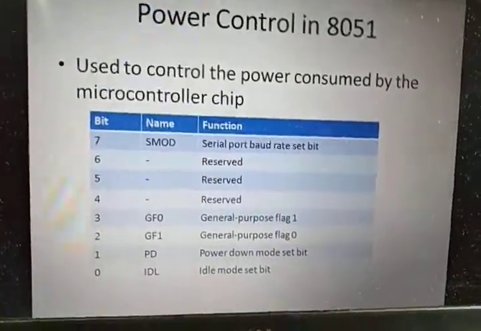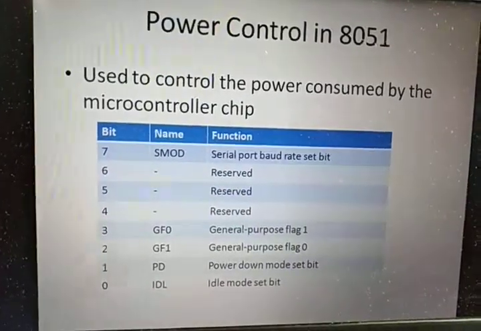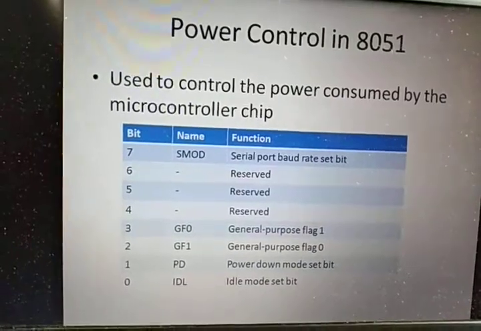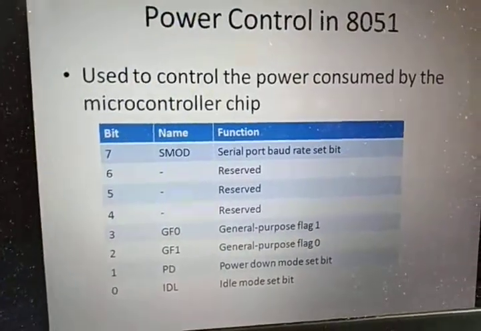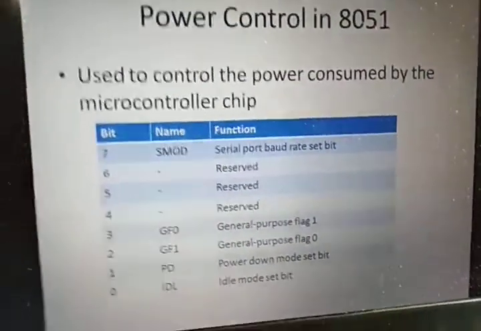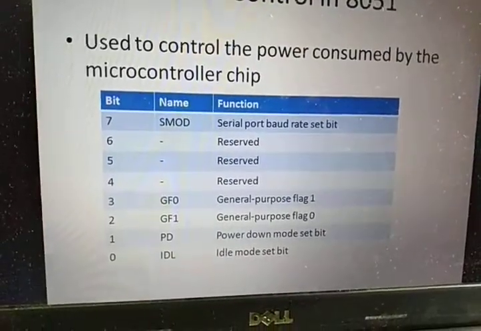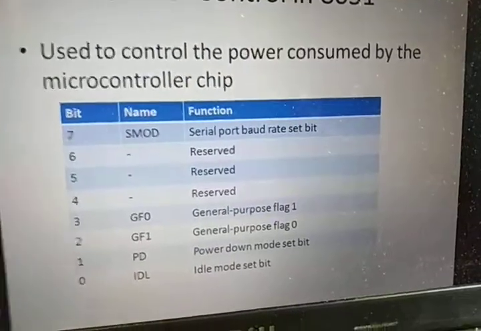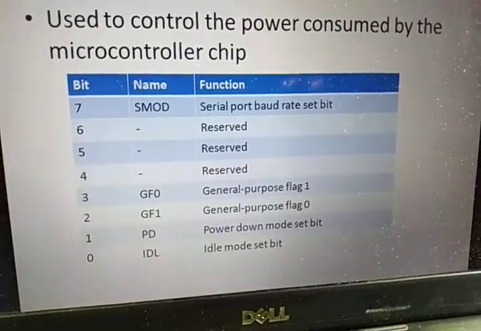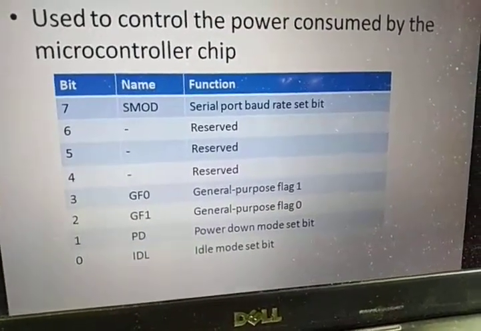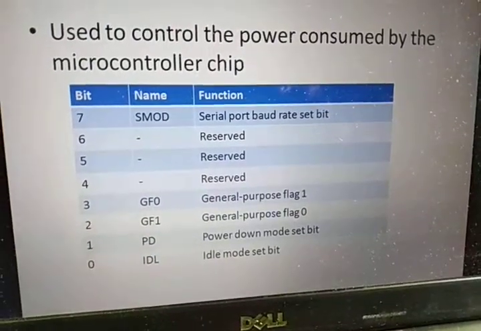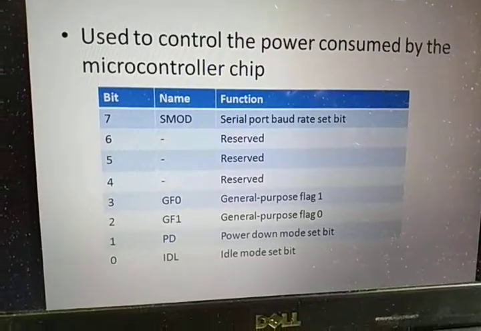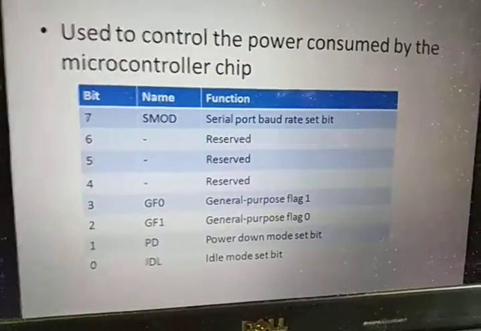The next one is power control in 8051. Since 8051 is a microcontroller, it will be operating on battery power. So we will be generally concentrating on how to save the battery power, and this is going to be given by the power control register. The power control register is again an 8-bit register. 0 bit is known as idle mode. So idle mode and power down mode, there are 2 power saving modes available here.